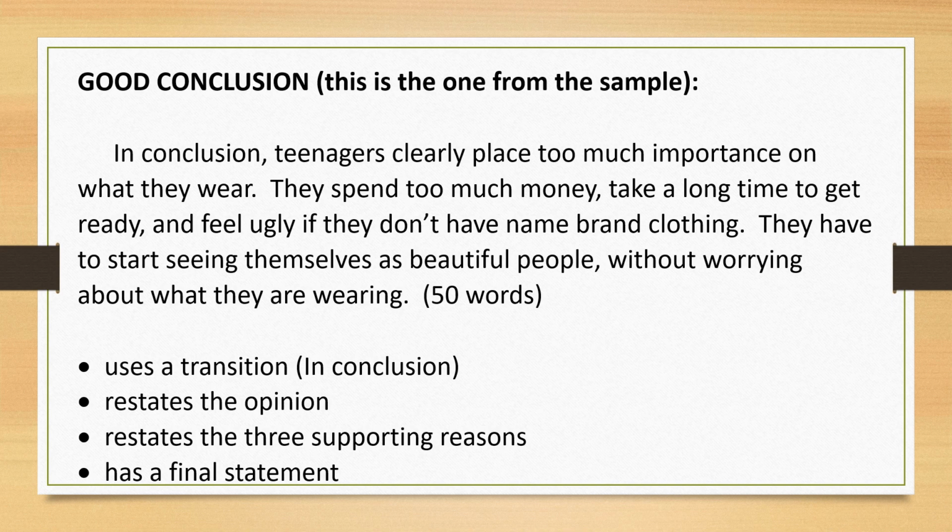So here we have a 50-word conclusion. Take note that it does use a transition. It does start here with in conclusion. It restates the opinion: teenagers clearly place too much importance on what they wear. It restates the 3 supporting reasons. They spend too much money, reason 1. They take a long time to get ready, reason 2. And feel ugly if they don't have name brand clothing, reason 3.